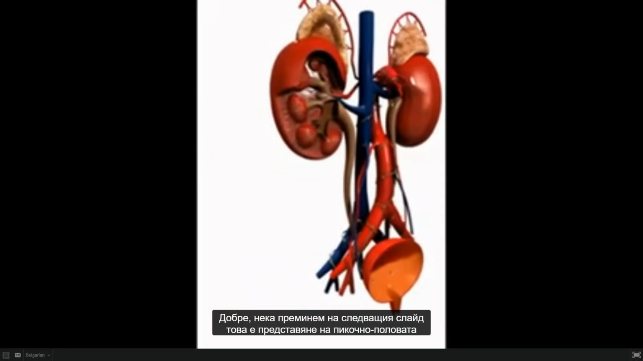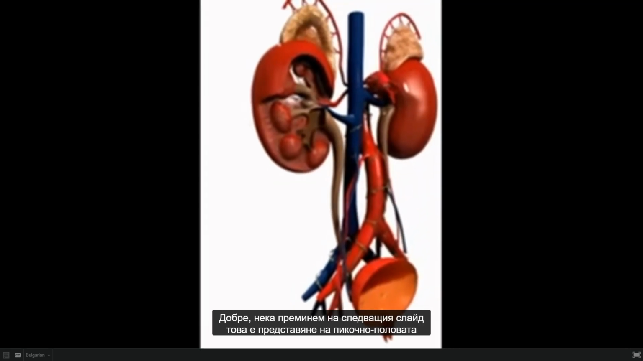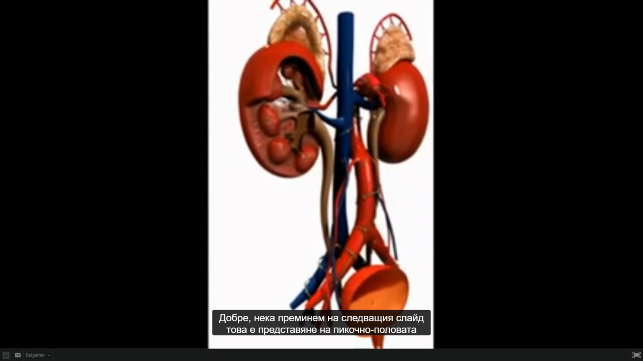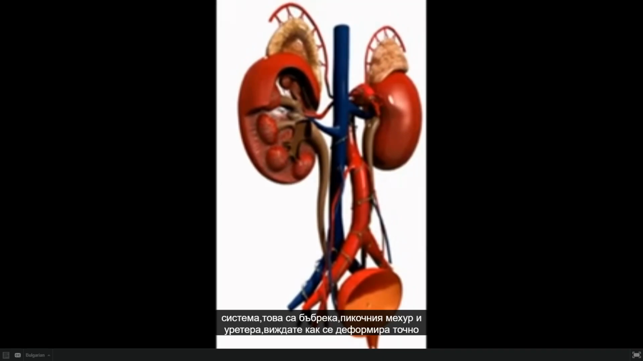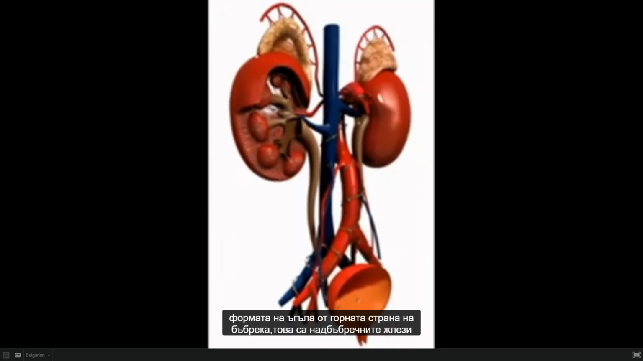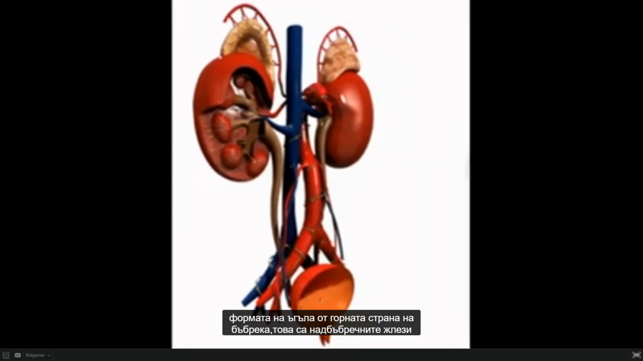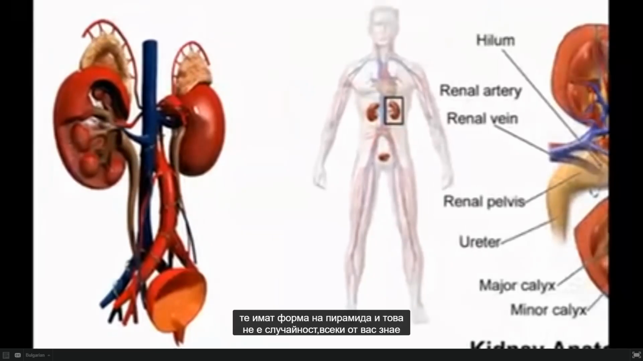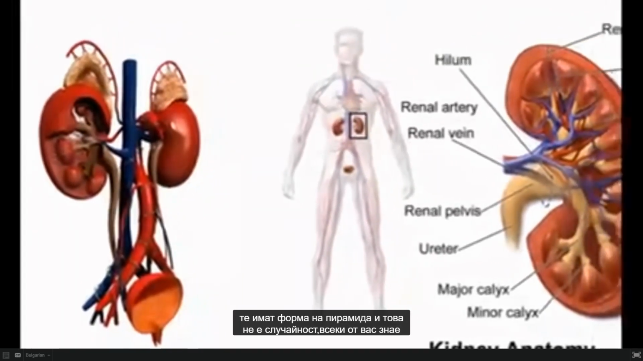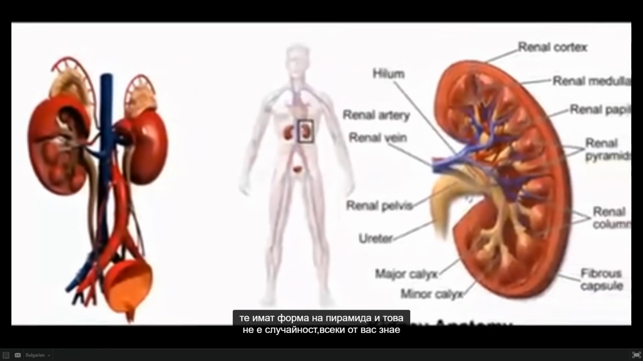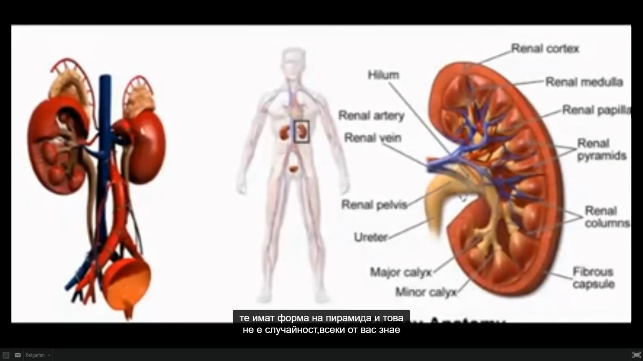The next slide is a representation of the urogenital system. This is the kidney, bladder, and ureter. As you see, they form exactly the shape of a triangle. On top of the kidney is the renal gland. They have the shape of a pyramid, and this is not by coincidence.